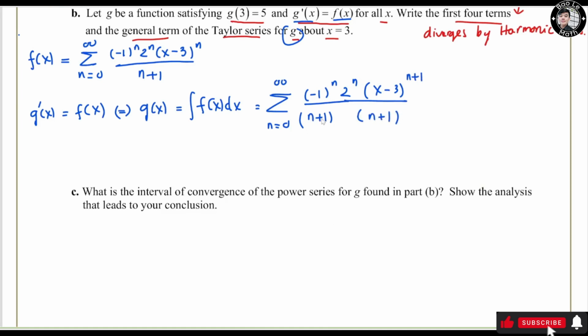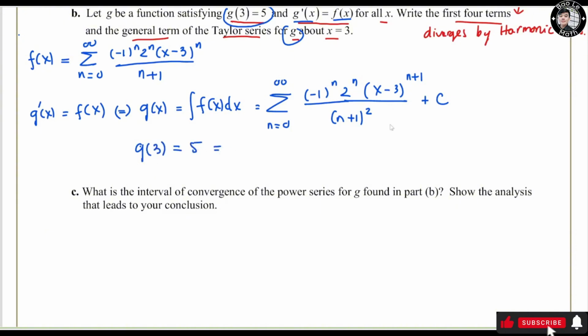So I'm going to combine n plus 1 and n plus 1 right here. It's going to be n plus 1 squared. Don't forget to add the constant c. Now we need to solve for c. In order to solve for c, we need to use the condition right here, g of 3 equals 5. So we substitute 3 for s, so we have g of 3 equals 5.